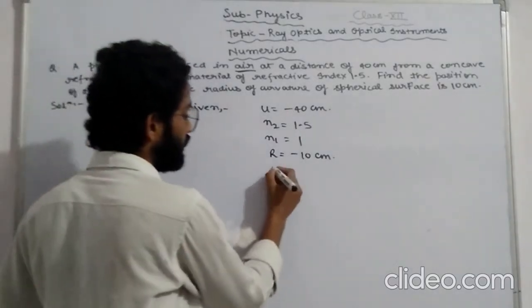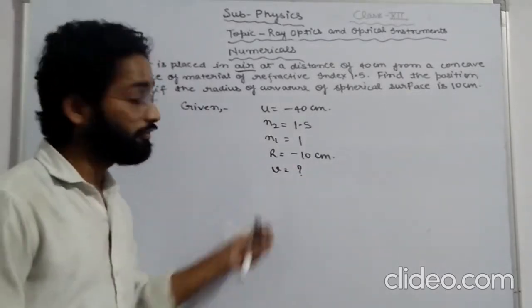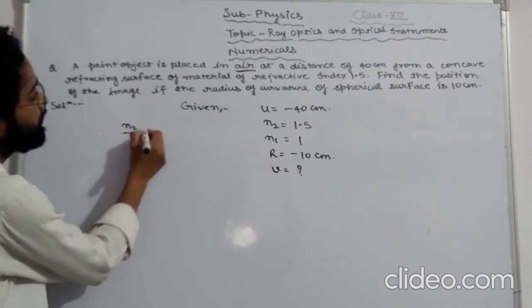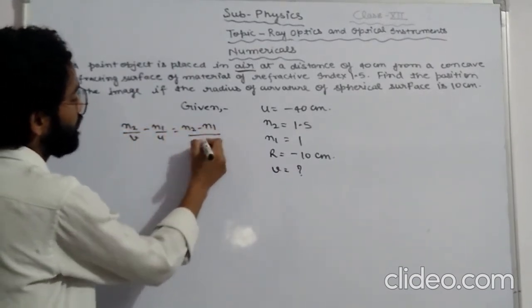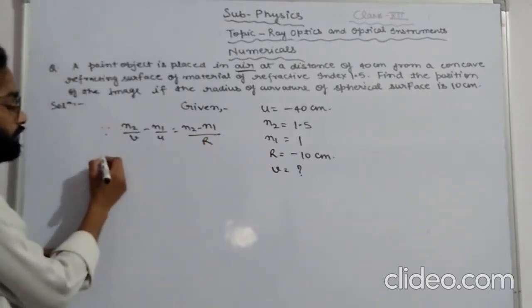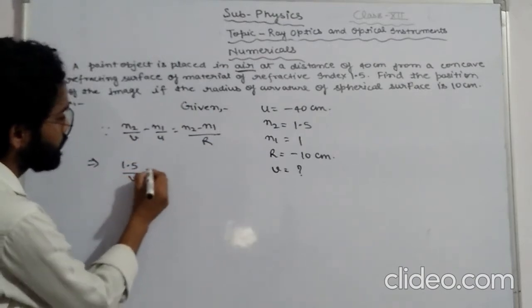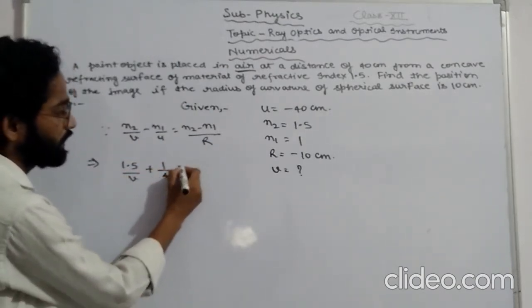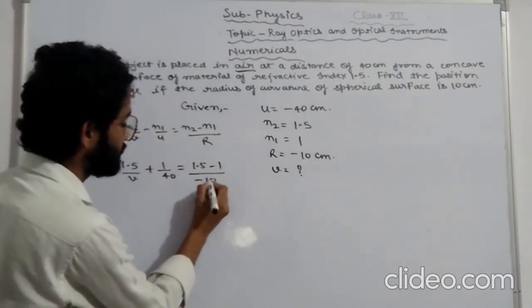We have to find out the value of V. By which formula can we calculate the value of V? We know that N2 upon V minus N1 upon U is equal to N2 minus N1 by R. We have proved this formula. So by applying this formula, we get 1.5 upon V plus 1 upon 40 is equal to 1.5 minus 1 upon minus 10.